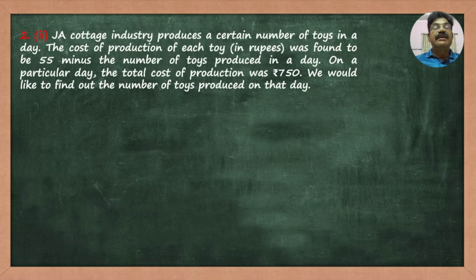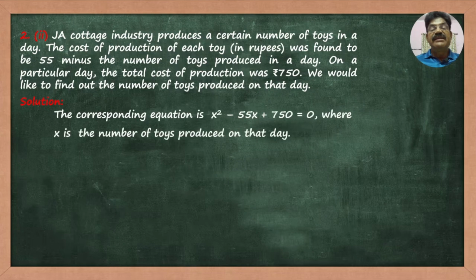Second problem. A cottage industry produces a certain number of toys in a day. The cost of production of each toy was found to be 55 minus the number of toys produced in a day. On a particular day, the total cost of production was rupees 750. You would like to find out the number of toys produced on that day. So the corresponding equation is x square minus 55x plus 750 is equal to 0. We have written it directly because we solved it earlier. We constructed the corresponding quadratic equation. Therefore, here we directly write it.